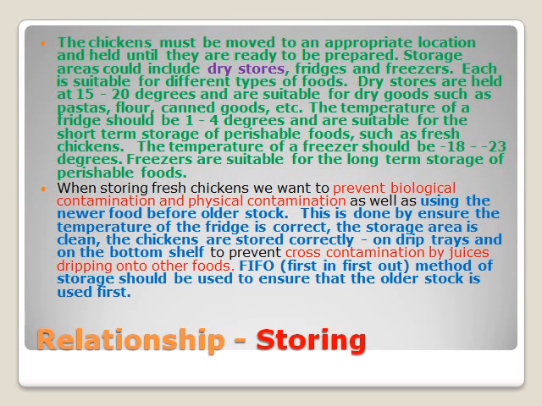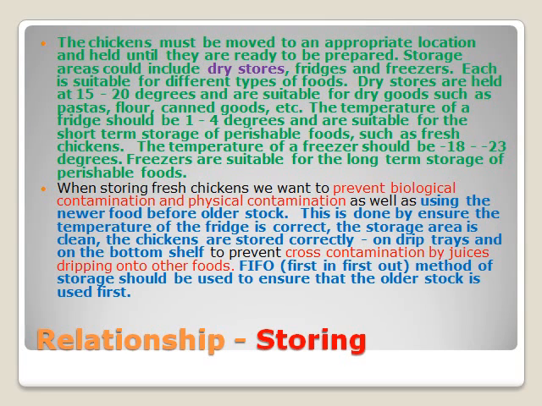Dry stores are held at 15 to 20 degrees and are suitable for dry goods such as pastas, flour, and canned goods. The temperature of a fridge should be 1 to 4 degrees and are suitable for the short-term storage of perishable foods, such as fresh chickens. The temperature of a freezer should be -18 to -23 degrees. Freezers are suitable for the long-term storage of perishable foods.